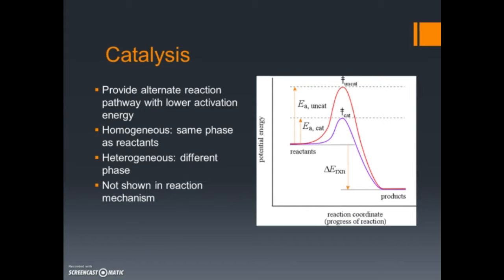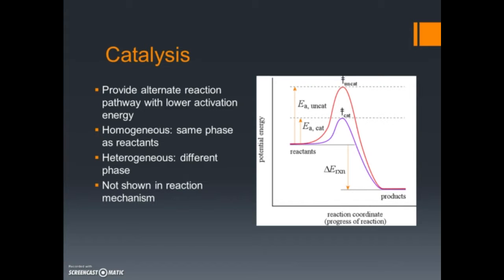Catalysis. This provides an alternate reaction pathway with lower activation energies. Homogeneous catalysts are the same phase as reactants, so if you have solid reactants, then you'll have a solid catalyst. Heterogeneous catalysts are a different phase, so if you have solid reactants again, then you'll have a liquid catalyst instead. And it's not shown in the reaction mechanism because it's not consumed in the reaction.